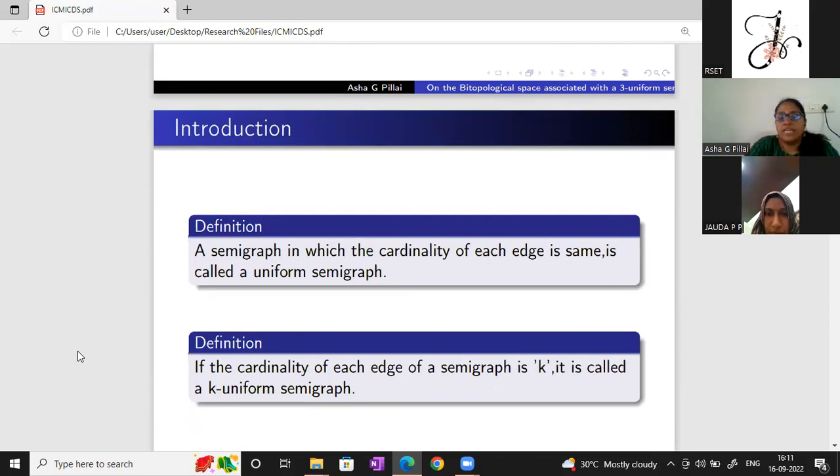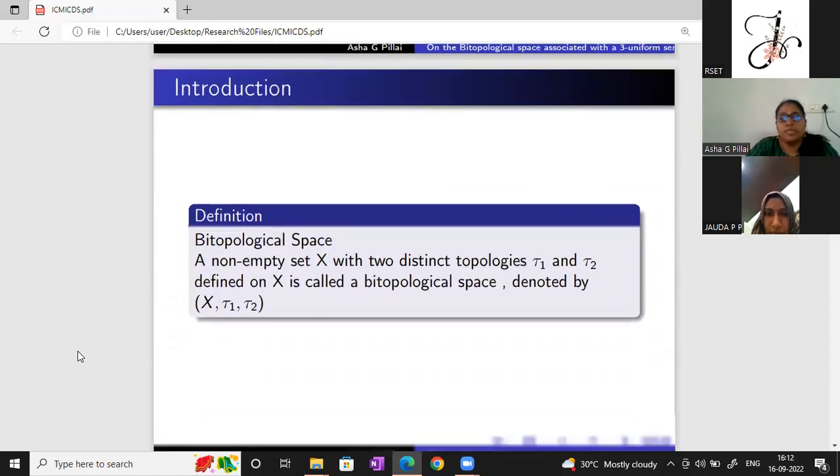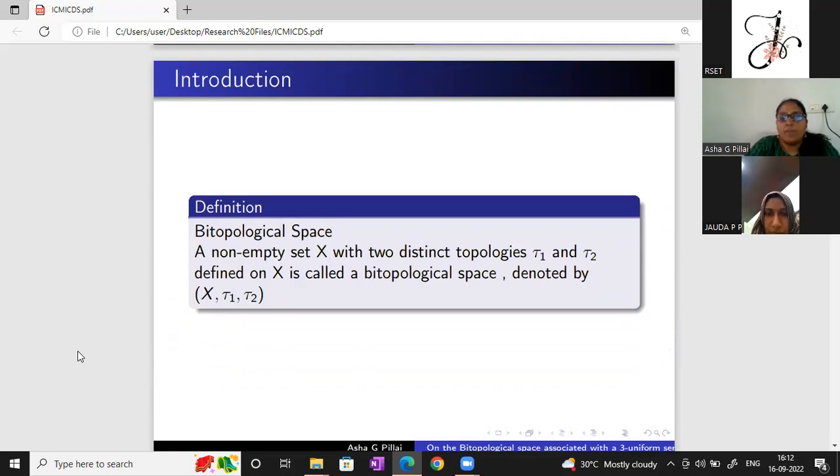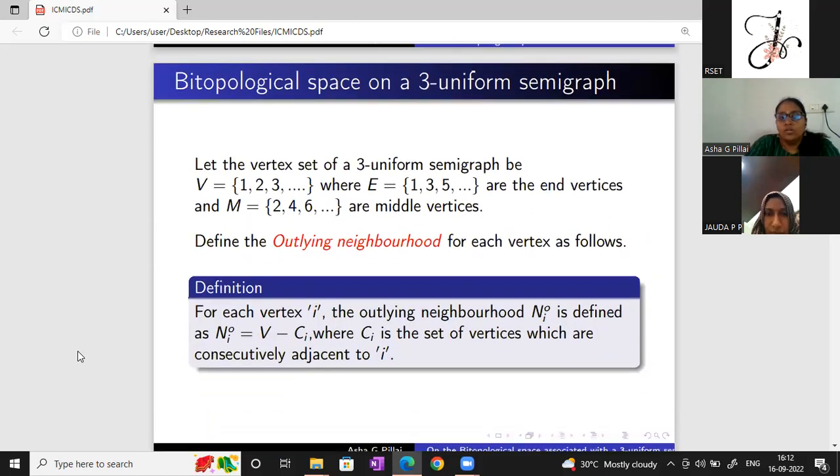A semigraph in which the cardinality of each edge is the same is called a uniform semigraph. If that cardinality is k, we call that graph a k-uniform semigraph. The next definition we need is a bitopological space. A non-empty set X with two distinct topologies τ1 and τ2 defined on X is called a bitopological space, denoted by (X, τ1, τ2). Now, we have to define a bitopological space on a 3-uniform semigraph.